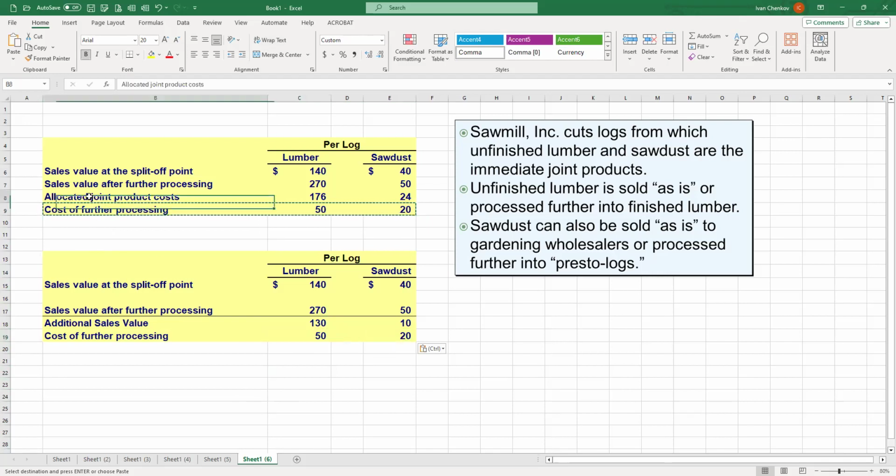Do I have to consider allocated joint product cost for my decision? No, I don't have to. Why? Because it's irrelevant. The joint cost is irrelevant. The fact that somebody allocated it doesn't matter to me. What I'm gonna chase is only the cost after the split off point.